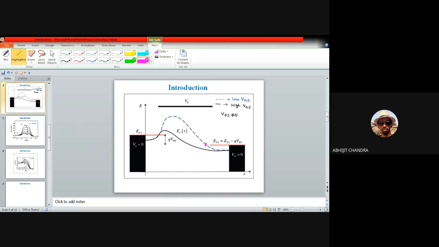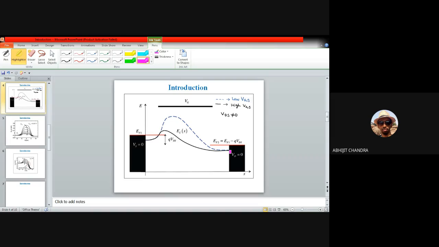This dotted deviation and the firm deviation are based on the corresponding barrier potential, which has been created by means of VGS. Now, if VGS is very small, like 0 volt or just higher than 0 volt, in that case the barrier potential will be very large.